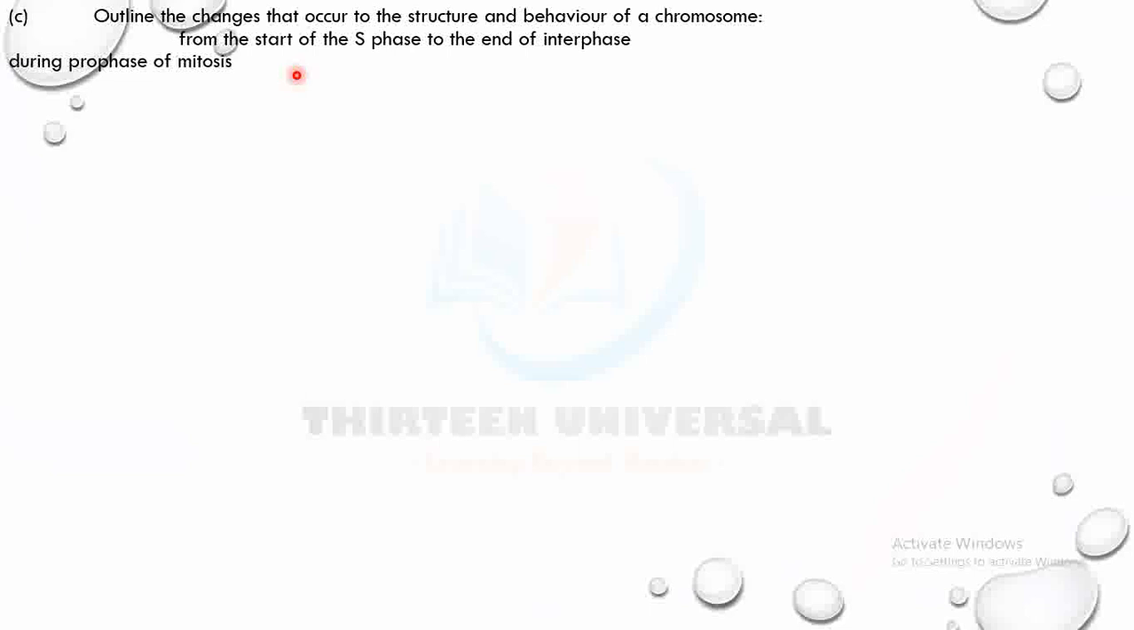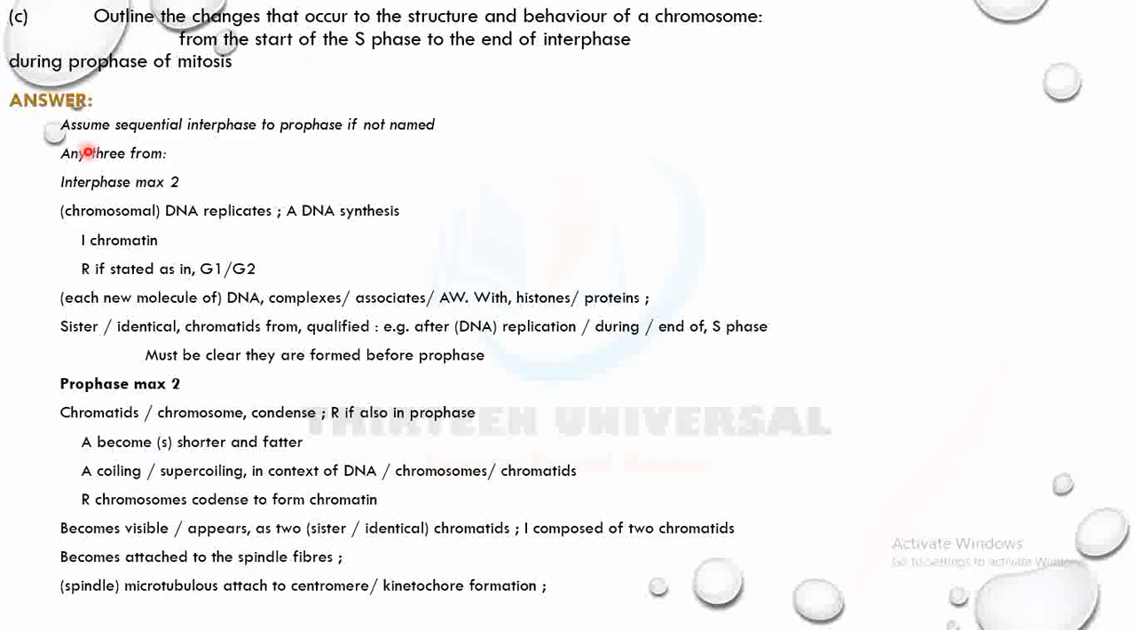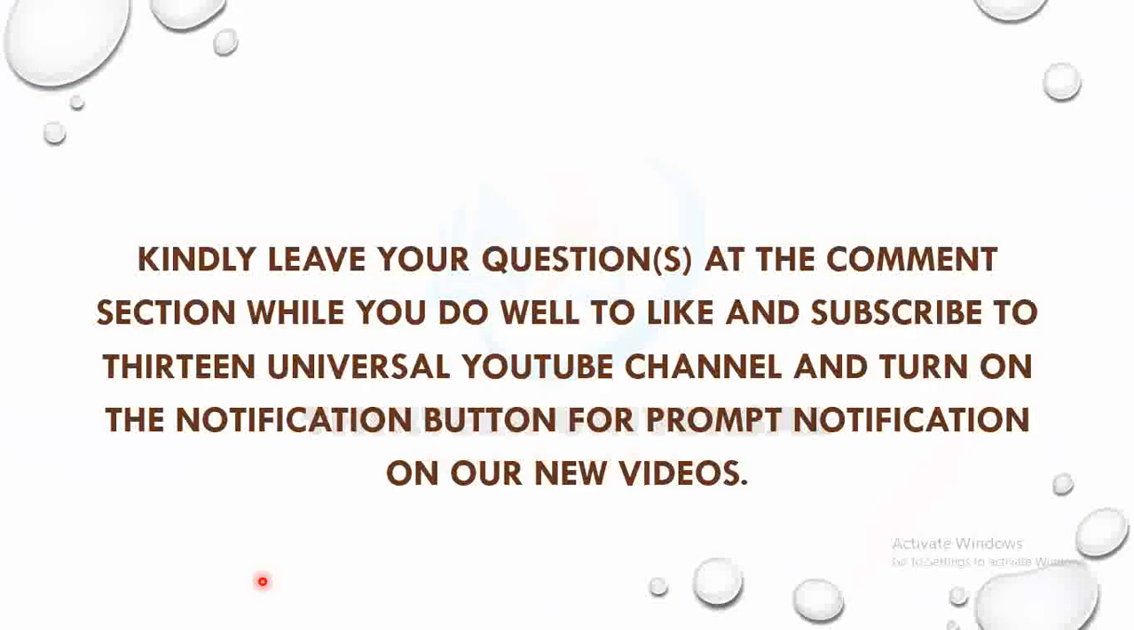Of course, they decondense at telophase. Look at this. Chromosomes then replicate, DNA synthesis, which is stated in S phase. Replication does not occur in G1 or G2. Each new molecule then complexes with histone protein. So you see prophase, what's happening here: chromosomes become shorter, coil, become visible, and become attached as sister chromatids. All of those things we've been learning in this video.